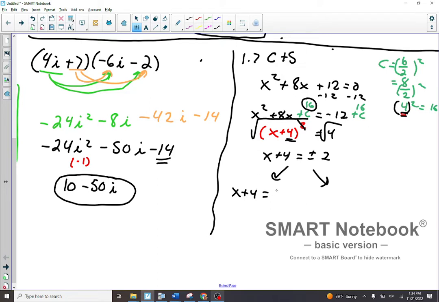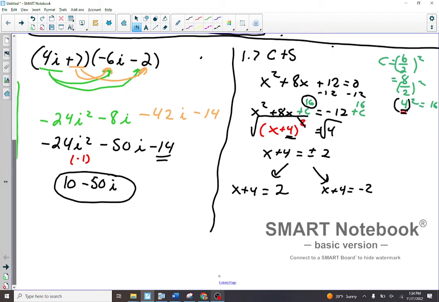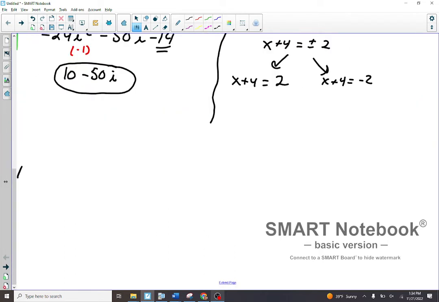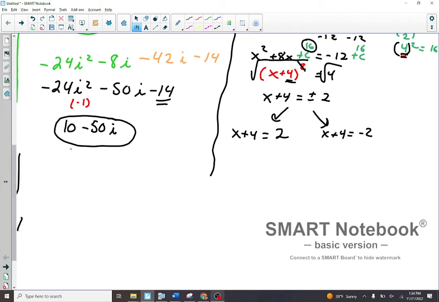So, x plus 4 equals positive 2, and x plus 4 equals negative 2. So you split and solve because you have a plus minus. Don't forget the plus minus, or you're going to be missing one of the two answers. So it's going to be minus 4 on both sides. x equals negative 2. And minus 4 on both sides. x equals negative 6.